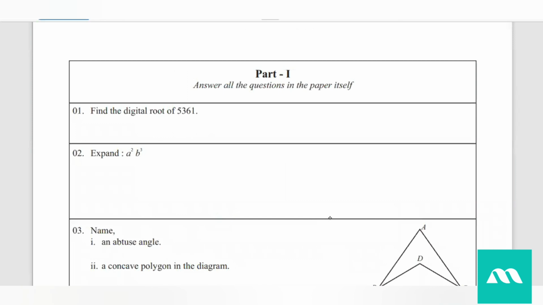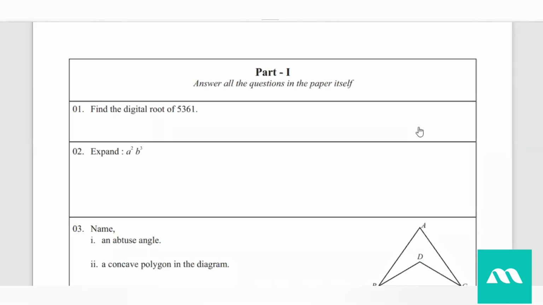Find the digital root. Now what is the important keyword in here? Important keyword is find the digital root. Now if you don't know what is meant by digital root, then you can't obtain the answer. So, what is the digital root?